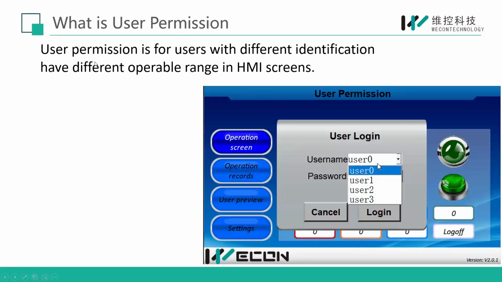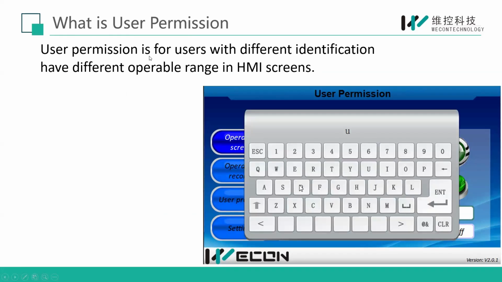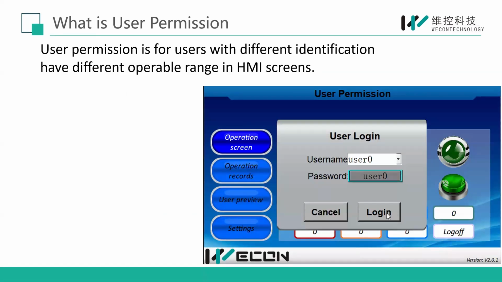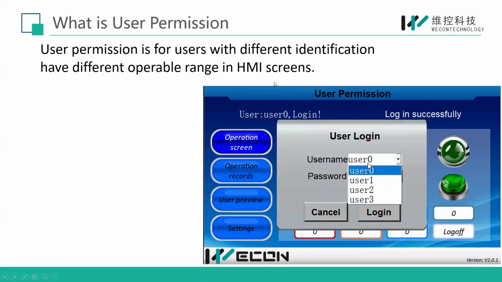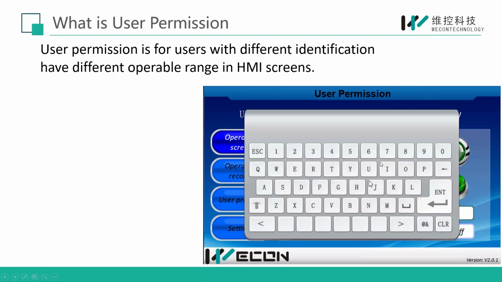So what is user permission? User permission is for users with different identification, who have different operable range in HMI screens. So basically every operator has a range and a different password for what they can operate. Okay. So you can say here, this is user 0 and this is user 3.